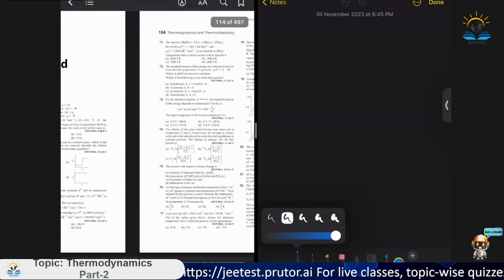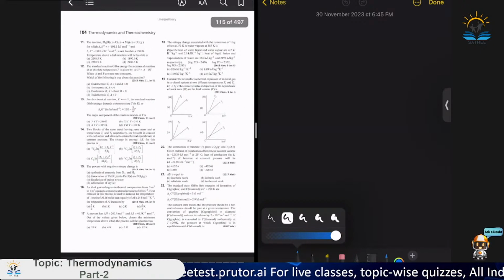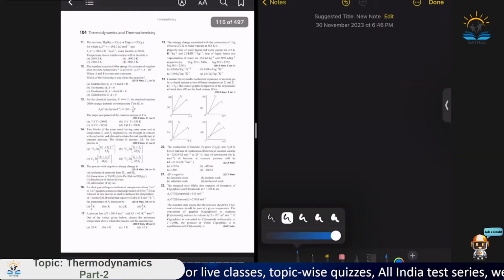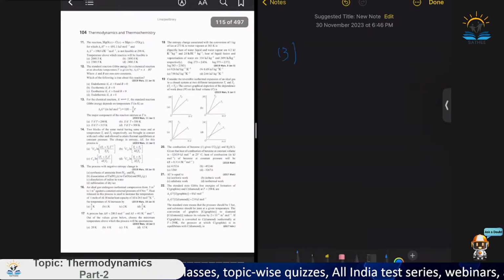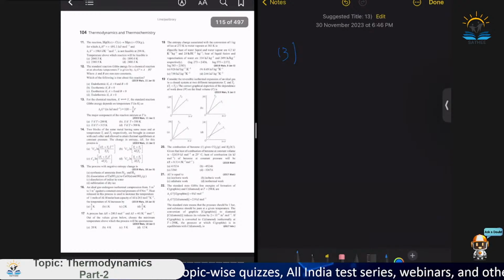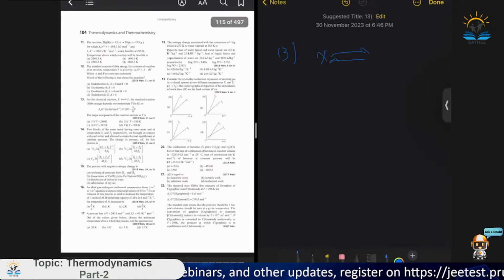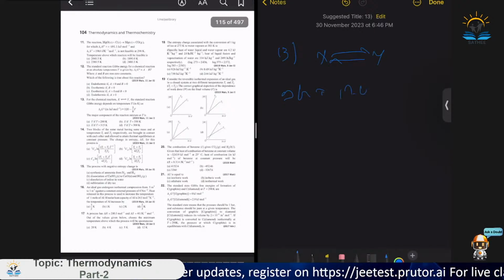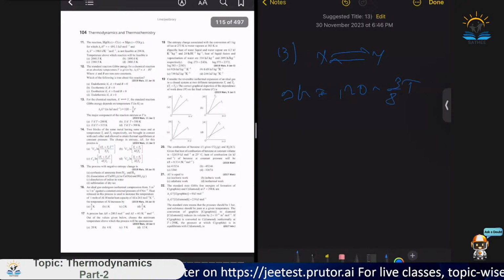This page is all discussed. Your 13th question. For the chemical reaction X in equilibrium with Y, the standard reaction Gibbs energy depends on temperature. The major component of the reaction mixture at temperature T is... X plus Y, 120 minus 3/8 T.